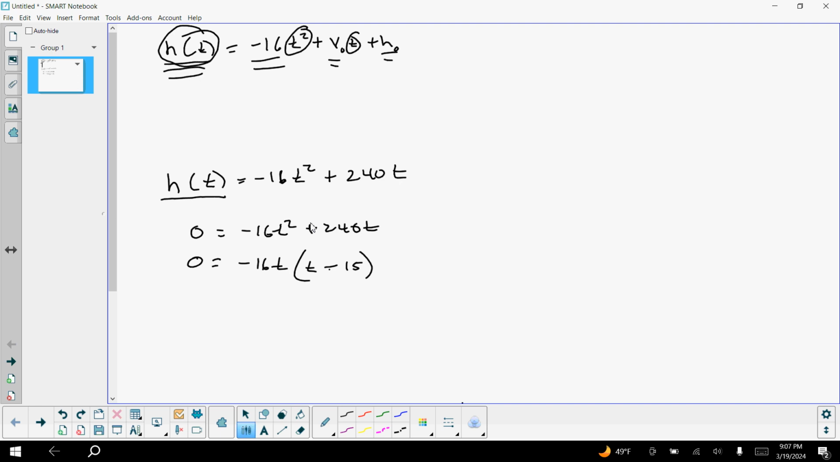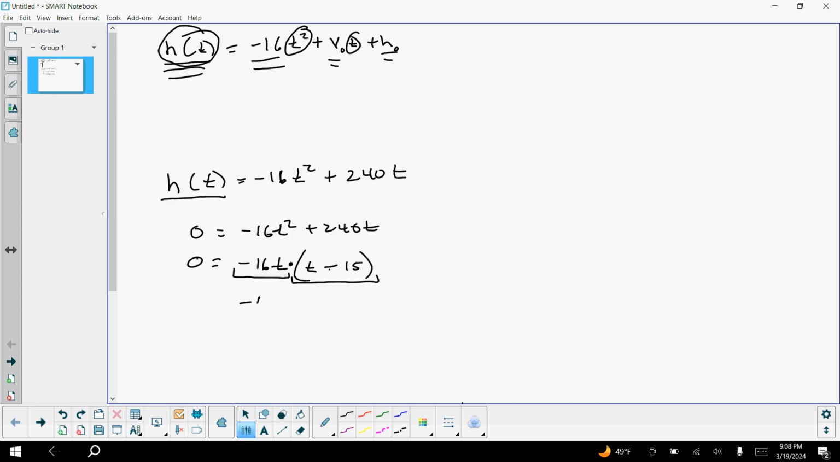Okay, let's solve. Think of this as two numbers being multiplied together. I have negative 16t, that's one number, and t minus 15, that's another number. These two numbers are multiplied because they're touching. The only way that two numbers multiplied together give me 0 is if one of them is 0. 0 times 10 equals 0. 14 times 0 equals 0. It doesn't matter which one is 0. As long as one of them is 0, the answer is going to be 0.